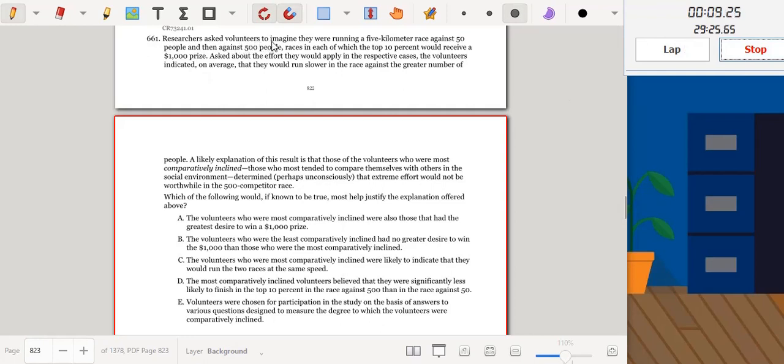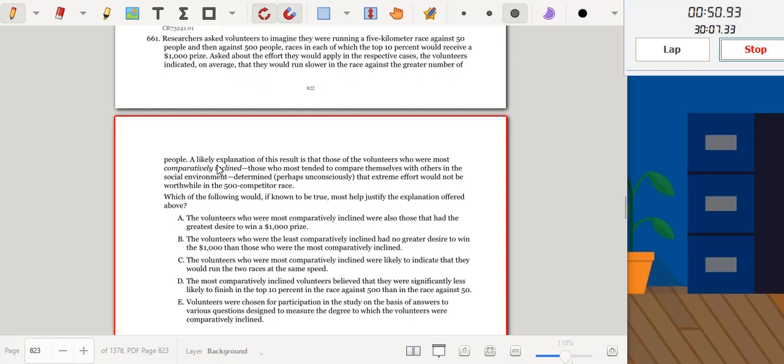Researchers asked volunteers to imagine they were running a 5-kilometer race against 50 people and then against 500 people, races in each of which the top 10% would receive a $1,000 prize. Asked about the effort they would apply in their respective cases, the volunteers indicated on average that they would run slower in the race against a greater number of people.